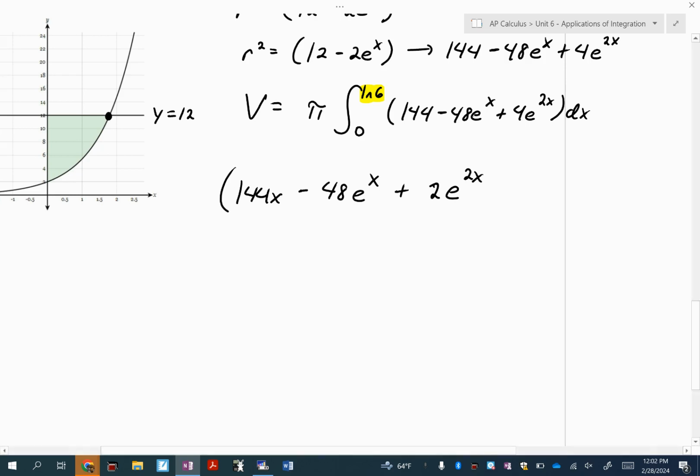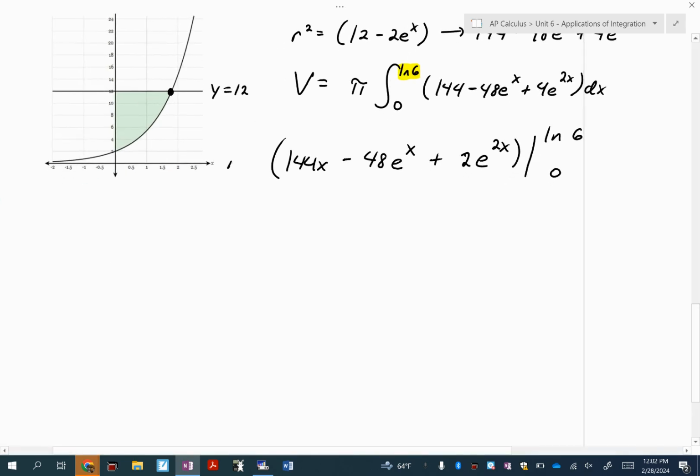And now you're going to evaluate this at the natural log of 6 and 0. Is this 0 going to make me happy? Yes, because e to the power of 0 is 1. Well done, Kyle. Don't forget at the end to multiply by pi. At this point, once I write this in, I could go to the calculator and just type all this out. It'll give it to me.